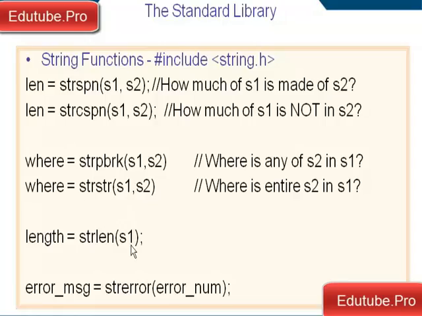strlen of S1: simply that, how long is S1? Error message: if we pass strerror an error number, say from a file function that we did earlier, strerror will give us back, in a string buffer, the error message that it would print out. And we already saw how to use perror to print an error. Well, perror is calling strerror to get the error message out of the operating system, and then we can do something with it.